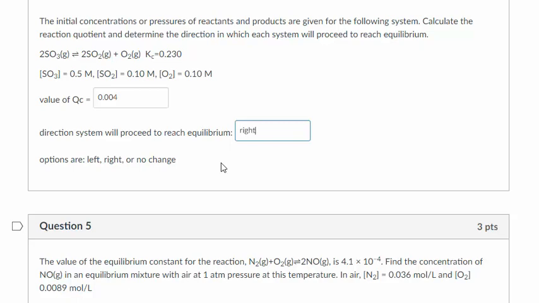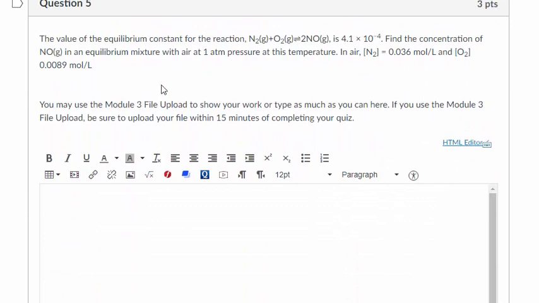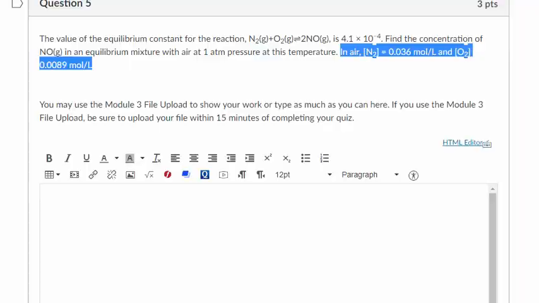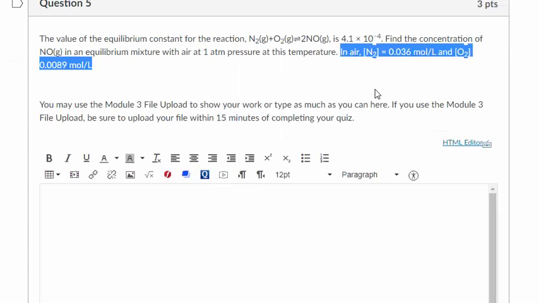And number 5, the value of an equilibrium constant for this reaction is 4.1 times 10 to the negative 4. We're asked to find the concentration of an equilibrium mixture with air at 1 atmosphere of pressure, and then we're given some concentrations. So that air value is actually information I don't really need for this calculation, but I am going to need these concentrations. So I'm going to move these over, and then we can work on this problem.